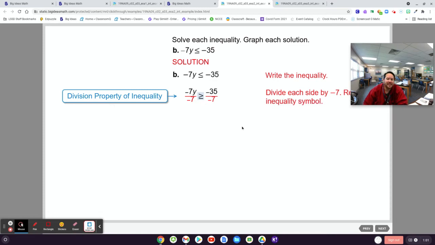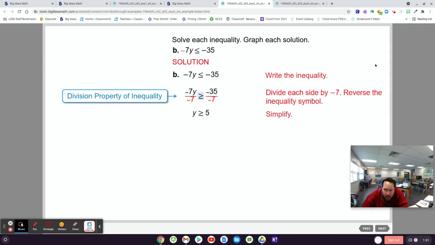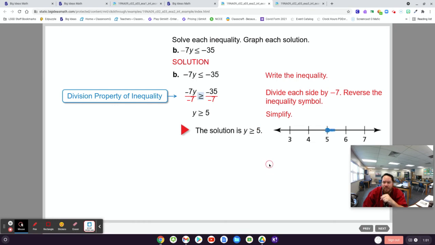Okay, so now negative 7y divided by negative 7 is y, and then negative 35 divided by negative 7 is 5, and we got y is greater than or equal to 5. Would that be an open circle or a closed circle? Yes, it would be closed. And would the arrow be going to the left or to the right? The arrow would be going to the right because it's anything bigger than or equal to 5.